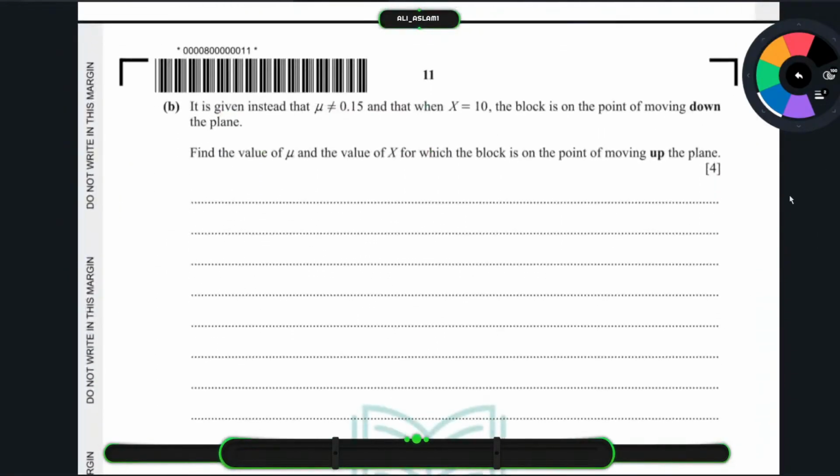It is given that mu is no longer equal to 0.15 and that when X is equal to 10, the block is on the point of moving down the plane. So the surface is changed, I guess. Moving down means that the forward force equals the backward force. It's in limiting equilibrium. Find the value of mu and the value of X for which the block is on the point of moving up the plane. That is down the plane and moving up the plane.